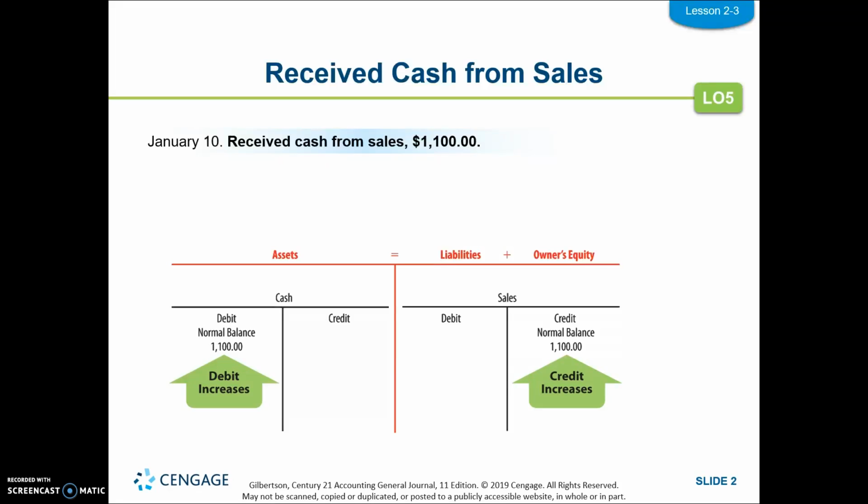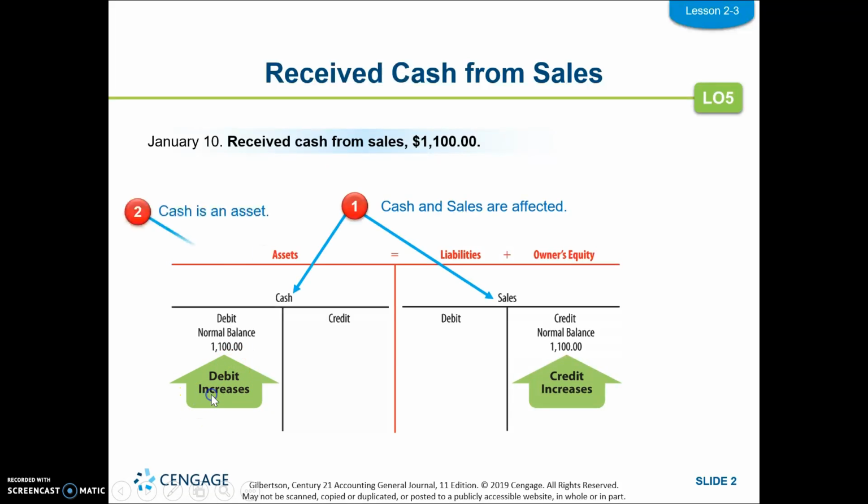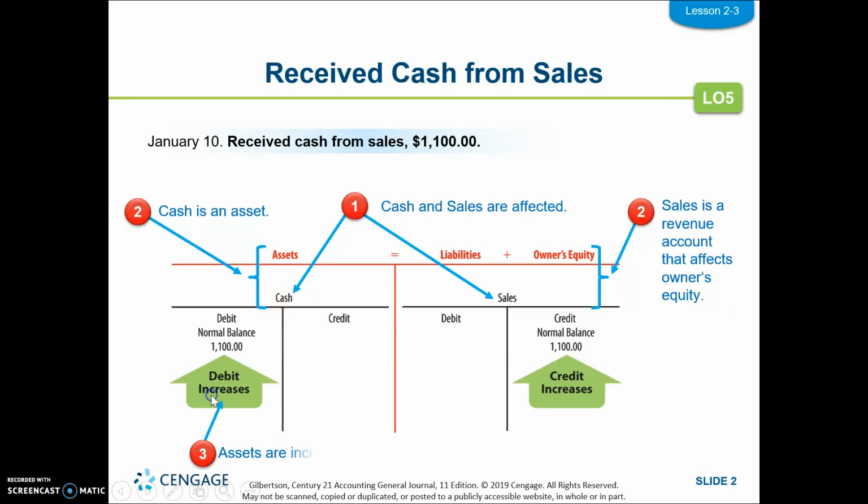So then the last thing is, how do we record an $1,100 increase to cash? Well, remember the debit side is the increase side for cash. So we're going to record $1,100 on the debit side. Sales, because it's on the right side, it's a credit increase. So we're going to record an $1,100 increase to sales.